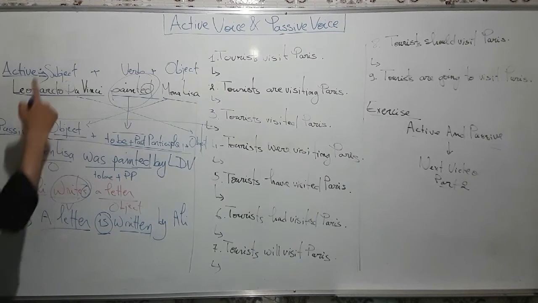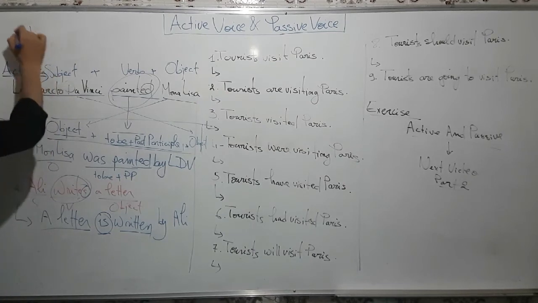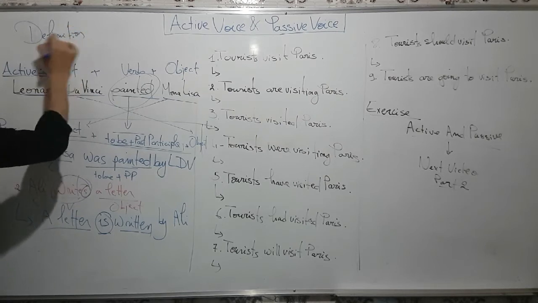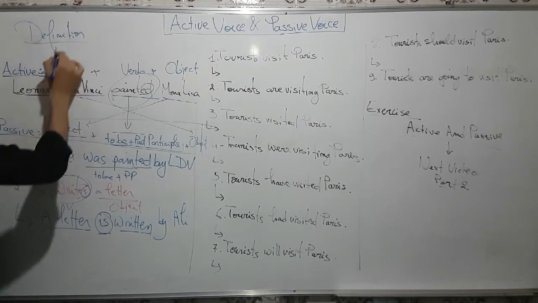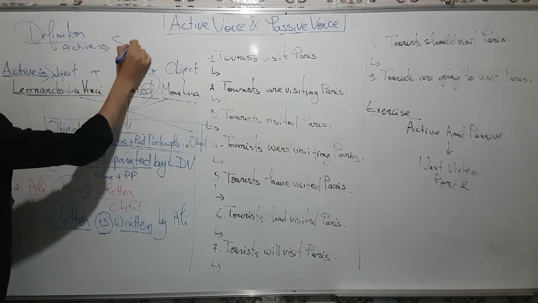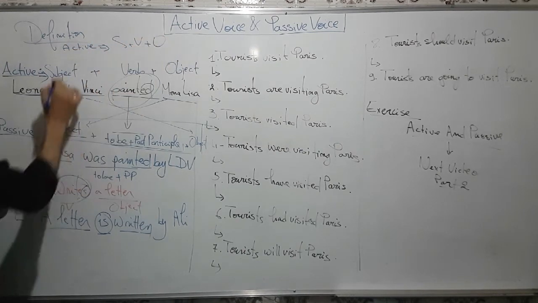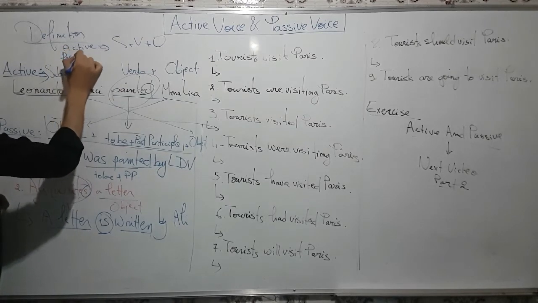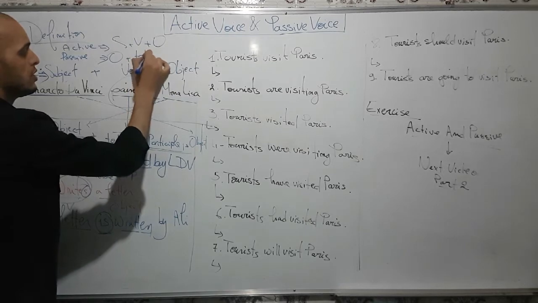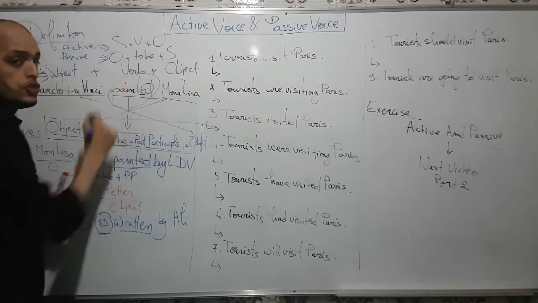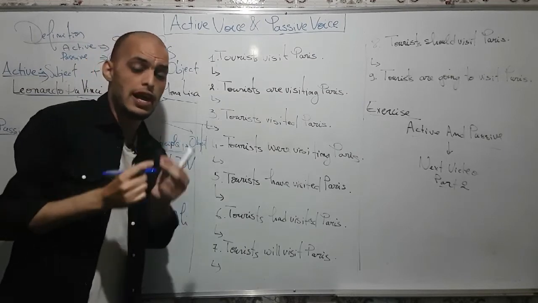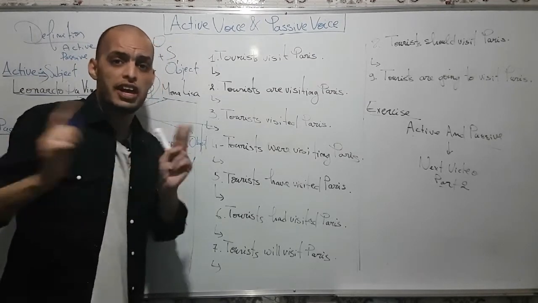So the definition of the passive and the definition of the active. Okay, the active, active is what? Subject plus verb plus object, and the passive is what? Is object plus verb to be, okay, plus subject, and the doer of the action is not important.